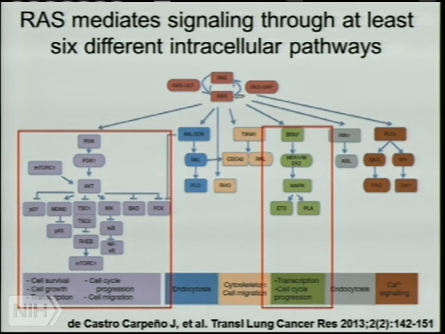So what about therapeutic targets? As we mentioned earlier, RAS mediates signaling through 6 different intracellular pathways. There's the well-known AKT pathway, multiple members of that pathway, and the MAP kinase pathway, which is the one that we've really studied the longest: BRAF, MEK, MAP kinase.